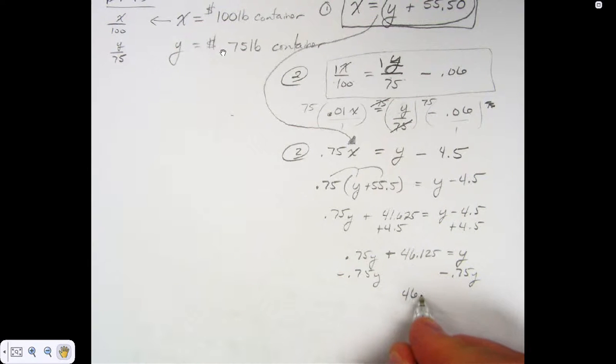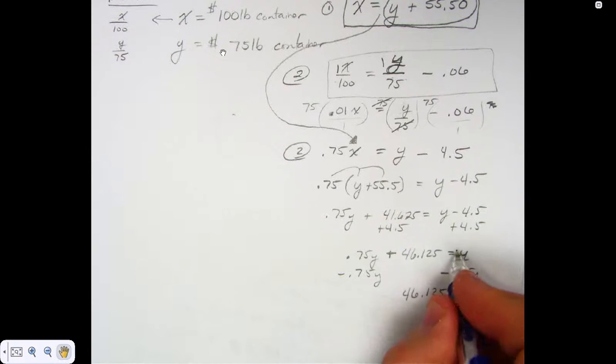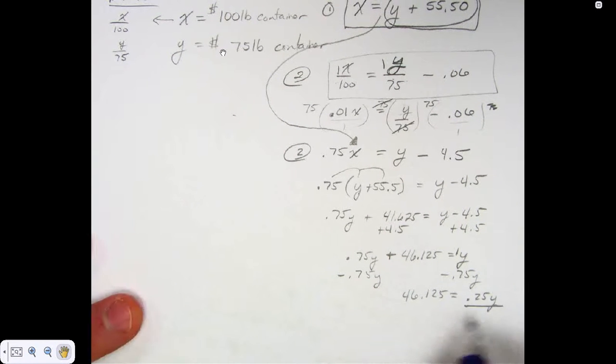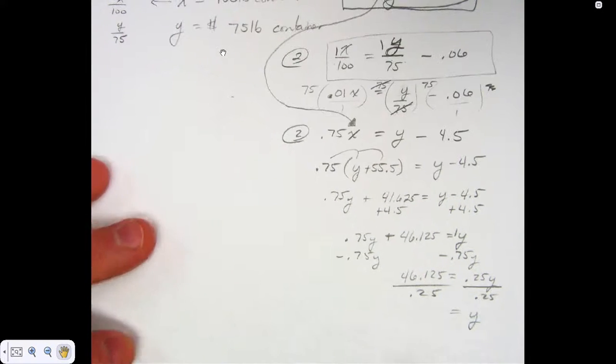So I have 46.125 is equal to, this would be 0.25y. Because see, this is a 1, right? 1 minus 0.75 would be 0.25. Divide both sides by 0.25. What is y equal to?